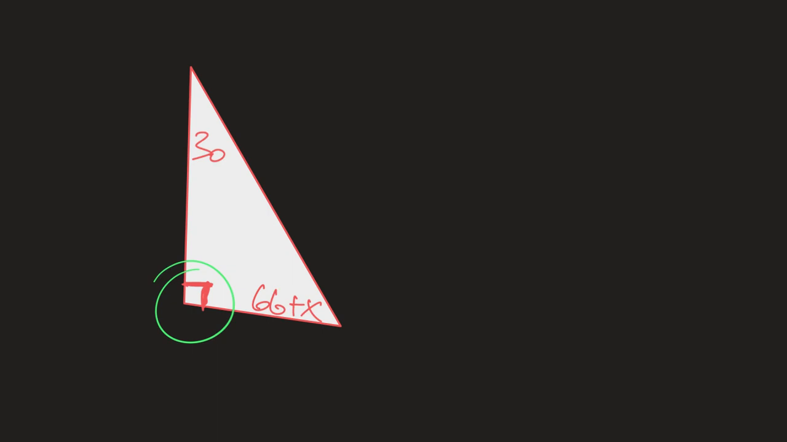And so again, we know that all three of these are going to add up to 180. So here's what we're going to have to do. We're going to take each of the angles. We're going to take 30 plus the 90 plus 66 plus x, set it equal to 180.